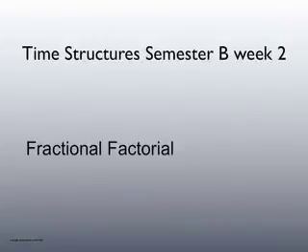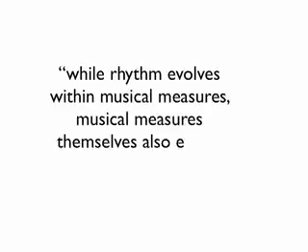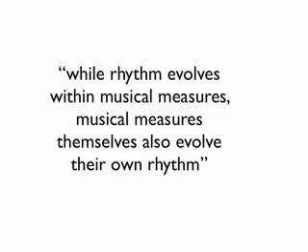On page 70 of the Schillinger System of Musical Composition, Schillinger says, while rhythm evolves within musical measures, measures themselves also evolve their own rhythm. And this is the essence of what he means by fractional and factorial. Factorial is the rhythm of the bars. Fractional means the rhythm in the bar. And the two are intimately related by a technique known as distributive powers.